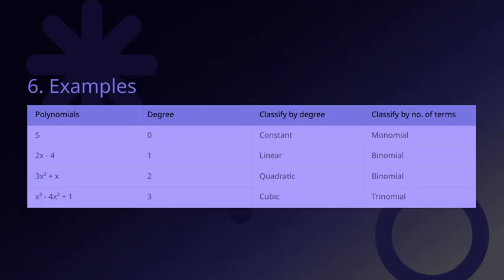Now, let's look at some examples to understand how polynomials are classified. First, consider the polynomial 5. Since it has only a constant term, its degree is 0, which makes it a constant polynomial. These are the simplest type of polynomials. Next, take 2x minus 4. This has a degree of 1, which classifies it as a linear polynomial. You can think of it as a straight line when graphed.